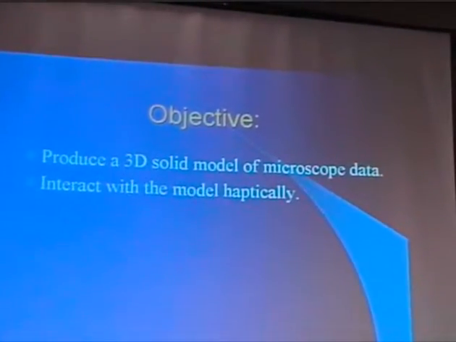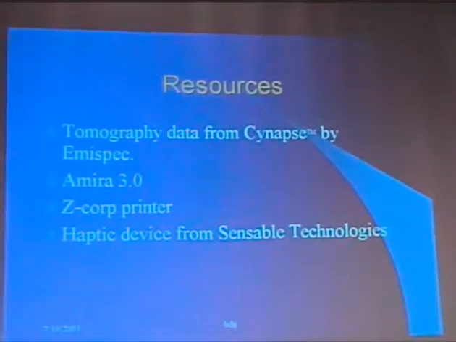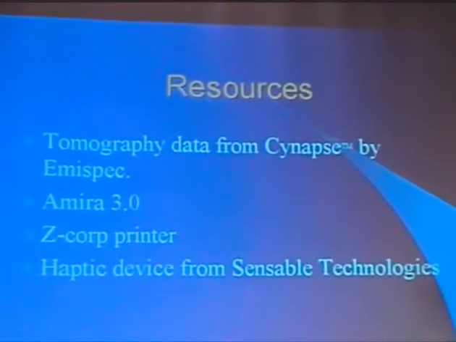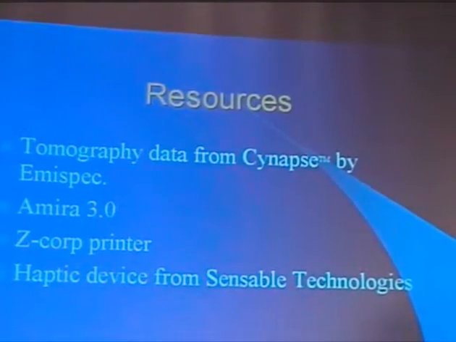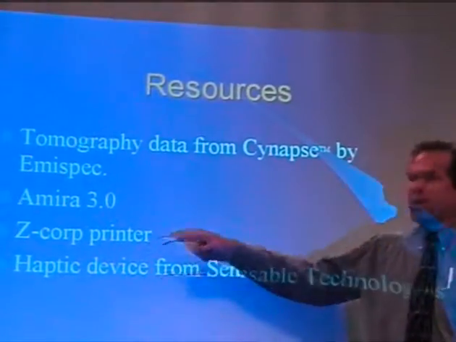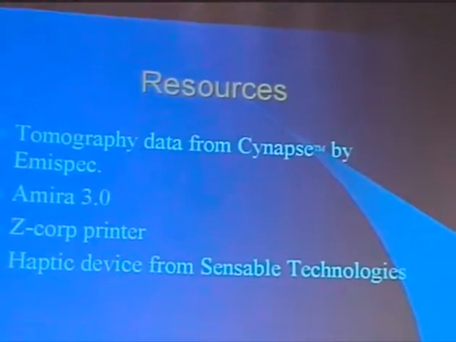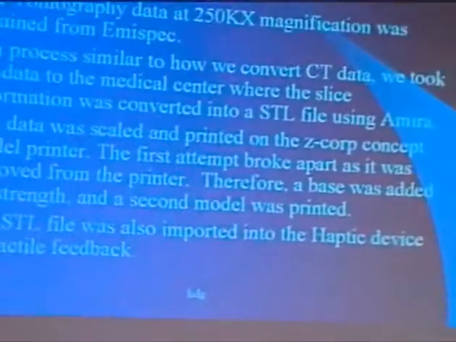So you can do it that way as well. So he's taken the tomography data from Synapse that they were using to sell their systems. He uses a Z-Corp printer, and that's one of these printers that takes plastic particles, cements them together with a little glue, and makes three-dimensional solids. And he's taken a haptic device and used all these tricks. So this is what we did.